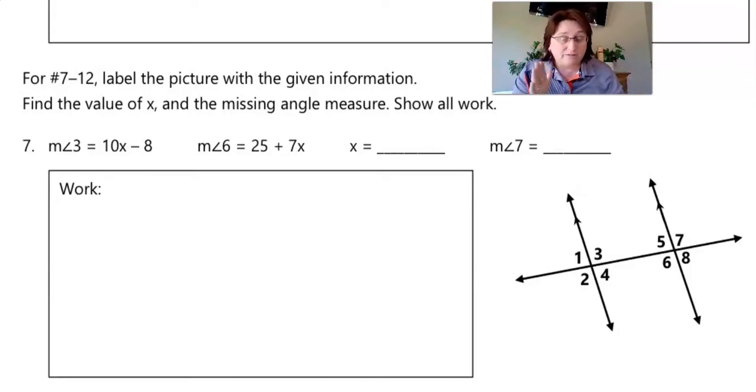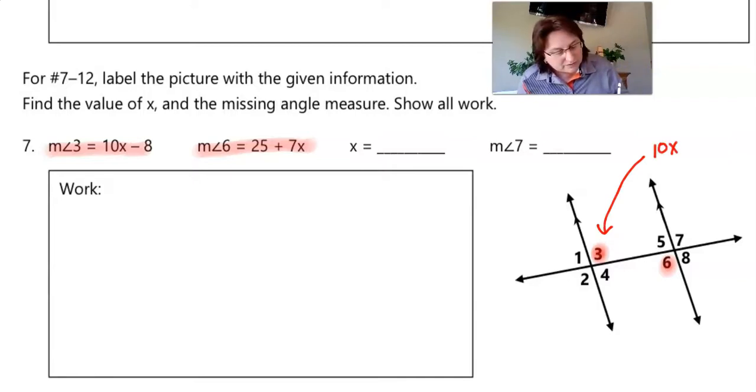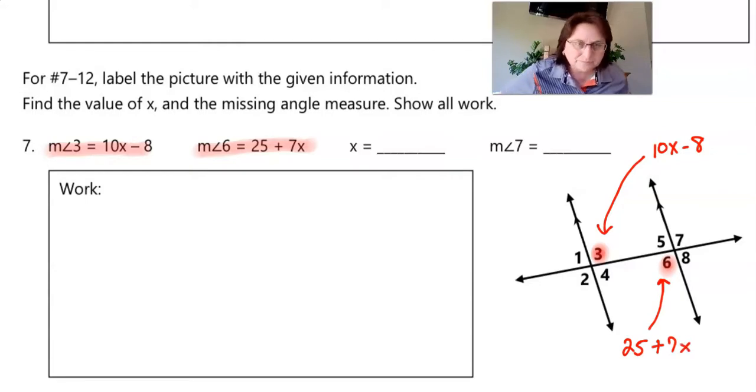The given information is right here. It gives us the measurement of angle 3 and angle 6. When I label that information, I know these pictures are kind of small, so it might look like this: you put an arrow and say this angle is 10x minus 8, and this angle right here is 25 plus 7x. That's labeling your picture.